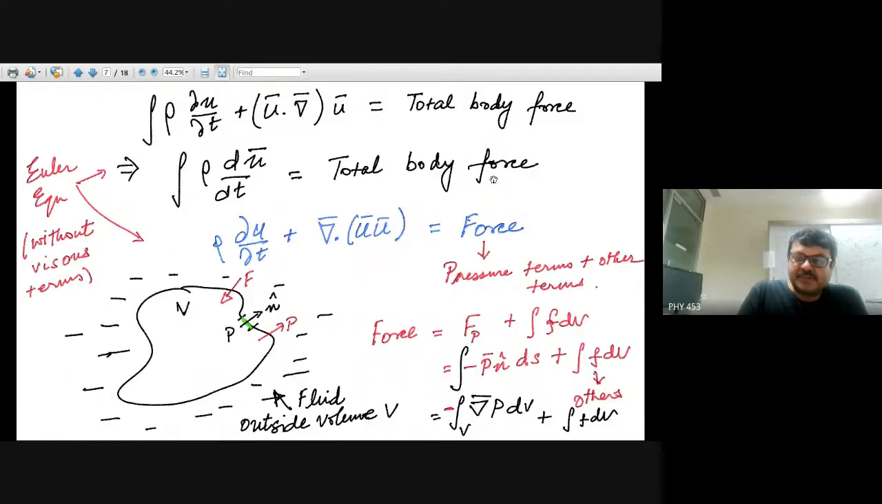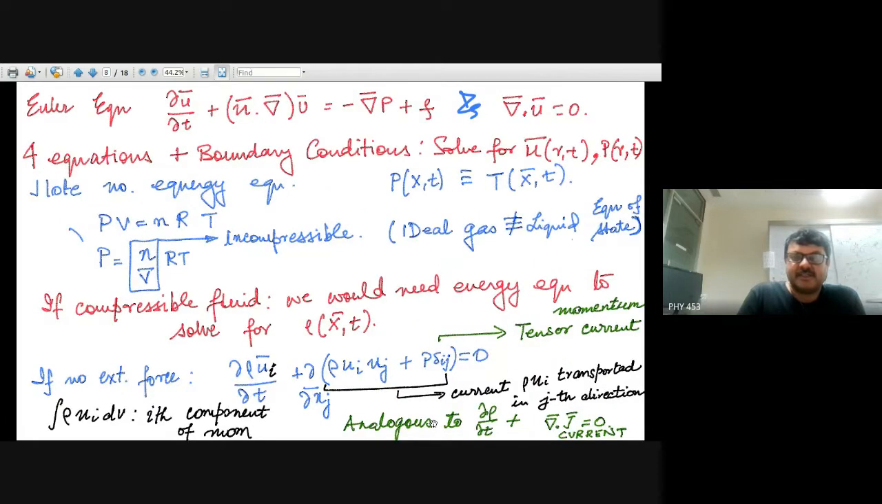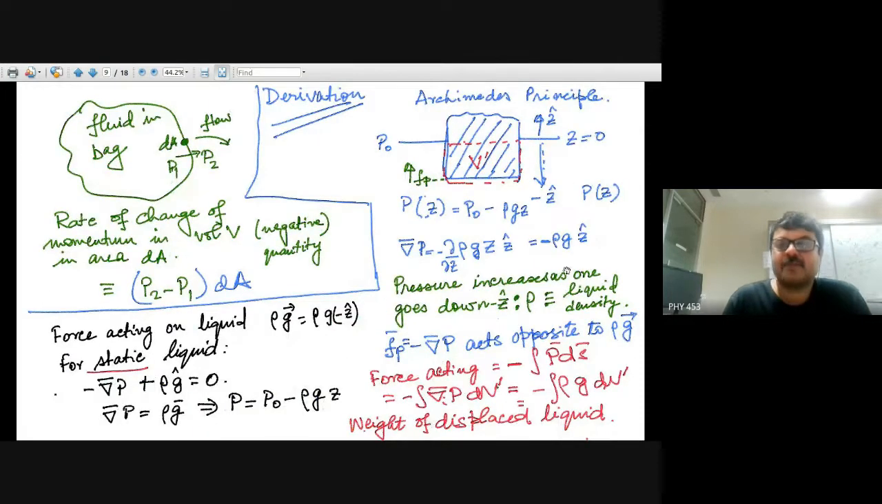So what did we use? Here we used this expression minus grad P, and that this is equal to 0. This is what we use to calculate the force given by the rest of the fluid on this small volume element. Minus grad P integrated over volume gives minus rho g. So that's what we used, right?